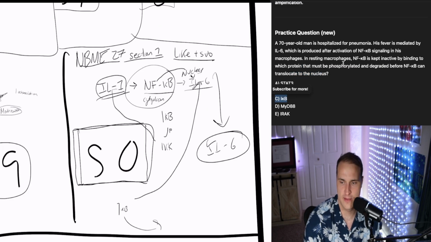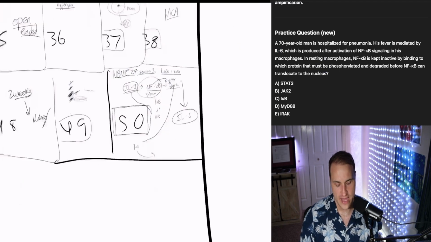I-kappa B. We said that NF-kappa B is sequestered in the cytoplasm by this guy, the bodyguard. Upon stimulation, like IL-1, I-kappa B is phosphorylated and degraded, and it frees NF-kappa B. So now NF-kappa B is free to enter the nucleus and drive transcription. Then you get IL-6, which this man now has the fever for because he's got the IL-6 going on in his blood. And folks, that is how it's done.